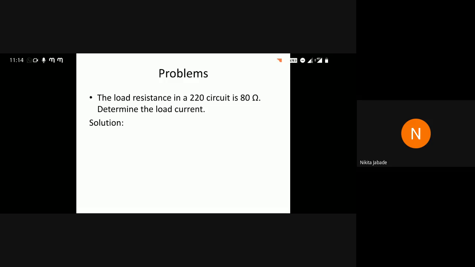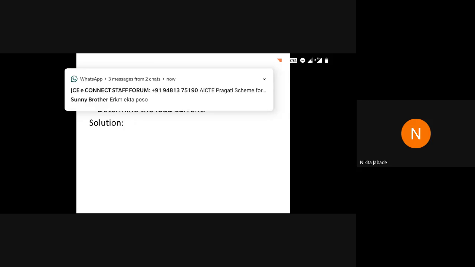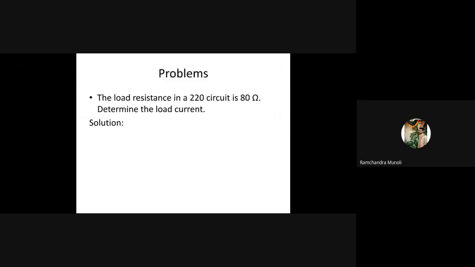Is this visible to everyone? Can everyone see the problem? Yes, ma'am. Can you find the load current? The unit for 220 is volt. The load resistance in a 220 volt circuit means that 220 volt is the voltage. The resistance is 80 ohm. So determine the load current.